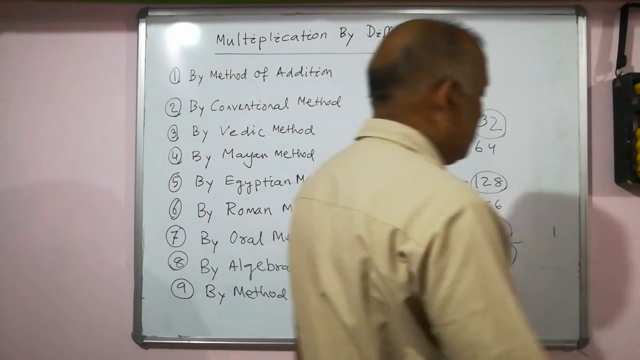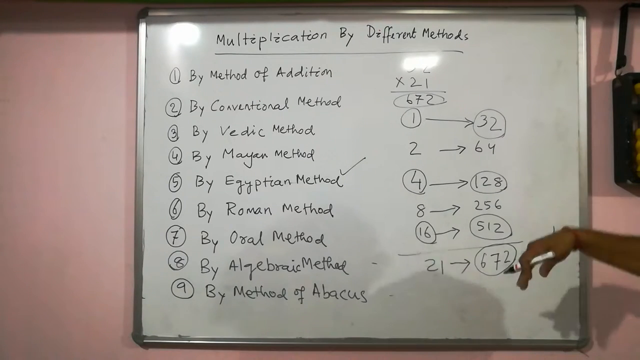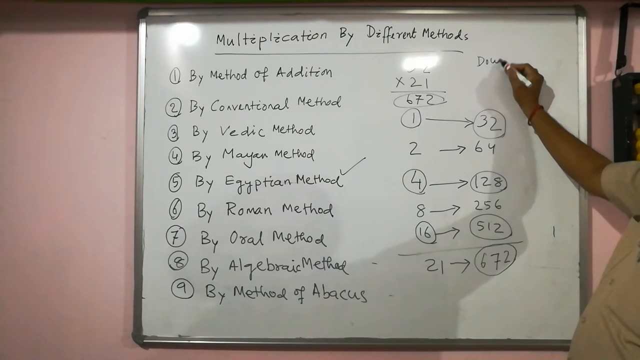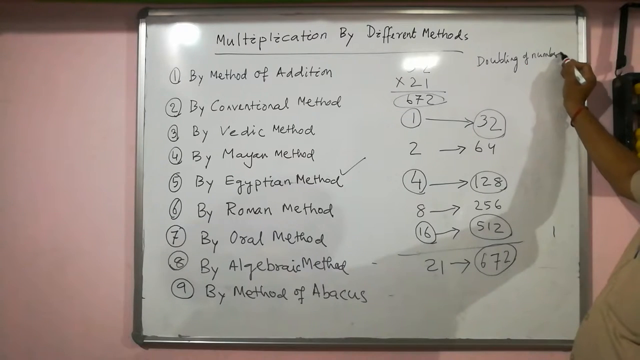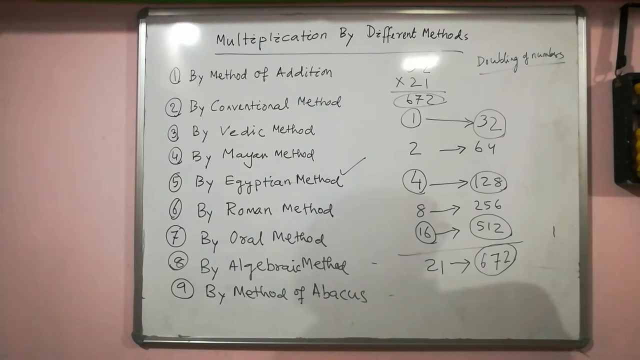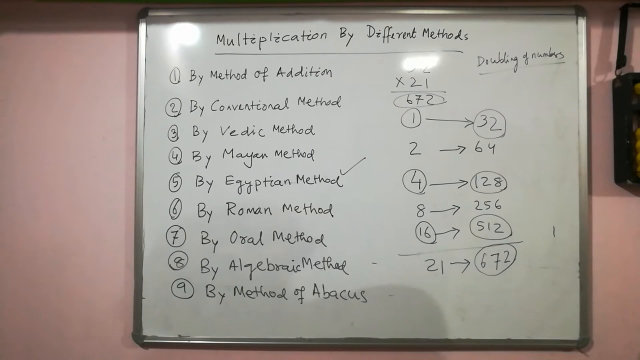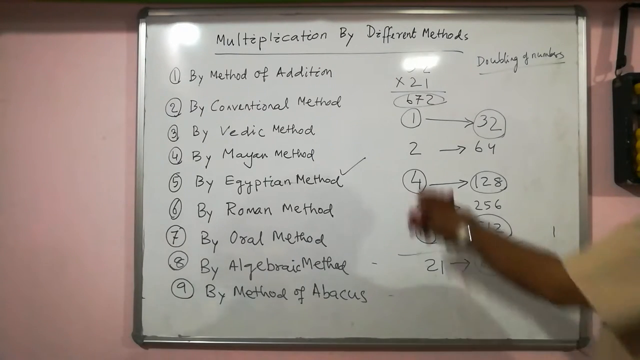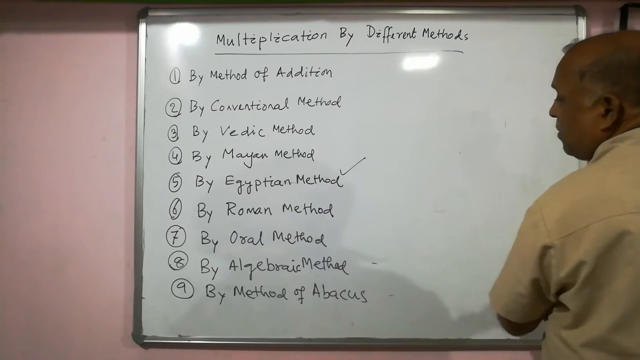This is the method used by the ancient Egyptians to do the multiplication of numbers by the doubling method. This is the doubling method, doubling of numbers. This is the ancient Egyptian method. So we get the result 672. Whether we do it by conventional method, Vedic method or Mayan method, we get the same result by the Egyptian method. Now after the Egyptian method, we shall go for the Roman method.